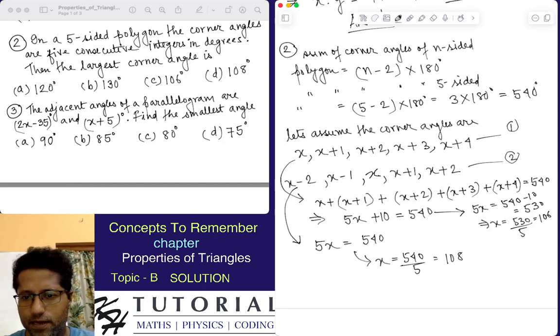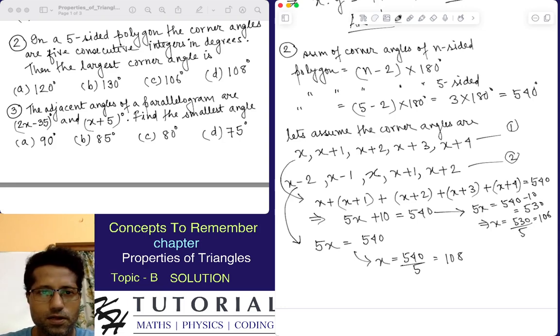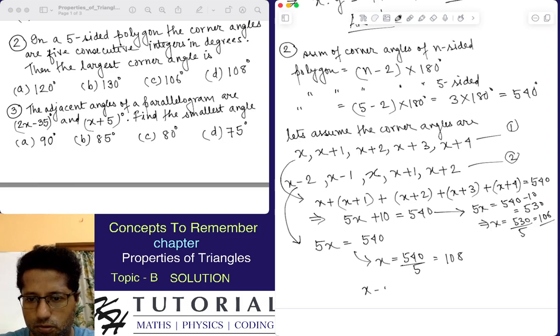In the second method we are getting x as 108, where x is the middle angle. It is not the smallest angle, x is the middle angle. The smallest angle in method 2 is x minus 2. But in the first method, we directly got x, which is 106, so the smallest angle will definitely be 106. And in method 2, we got x equals 108, so the smallest angle will be x minus 2, which is 108 minus 2, which is 106.